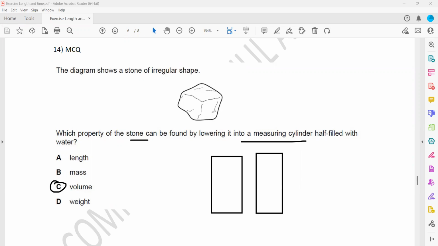Even a regular object like a sphere will also work. How much volume is displaced is equal to the volume of the object, so it can be used for regular or irregular objects. For both we can use a measuring cylinder, but the condition is that the object should fit into the measuring cylinder and should not float on the surface of the water or liquid, otherwise it won't be accurate. So measuring cylinders are used to measure the volume of an object.